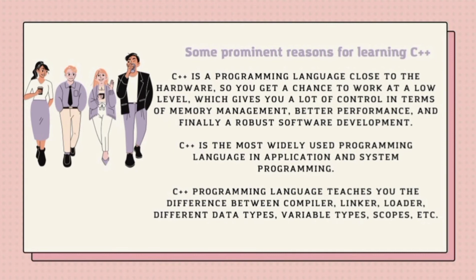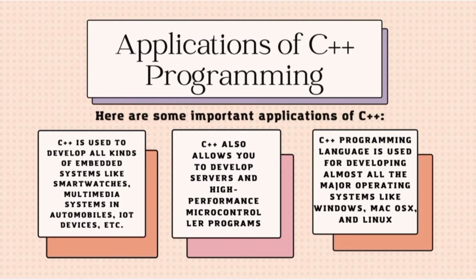C++ programming gives you a clear understanding of object-oriented programming. C++ is the most widely used programming language in application and system programming. C++ programming language teaches you the difference between compiler, linker, loader, different data types, variable types, scopes, etc.